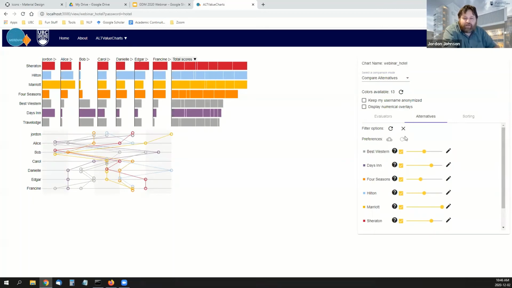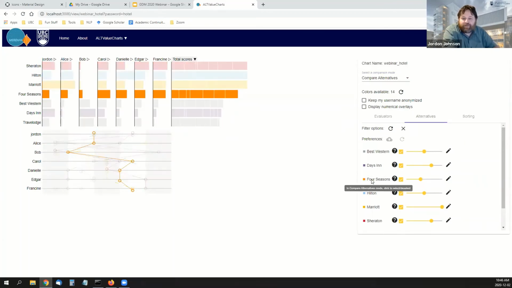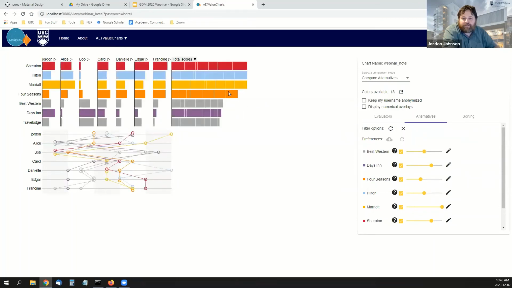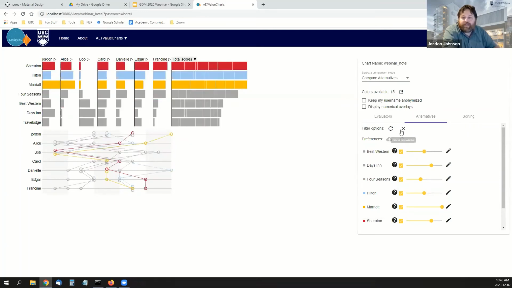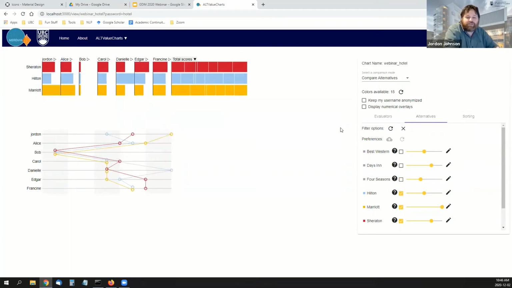So for now, let's just worry about those 3 seconds. There we go. And it was just those 3, so the Days In, you can unselect that as well. And let's go ahead and hide all the rest. We're just going to look at the Sheraton, the Hilton, and the Marriott, because those are the top scorers. And we'll come back to Bob in a minute.